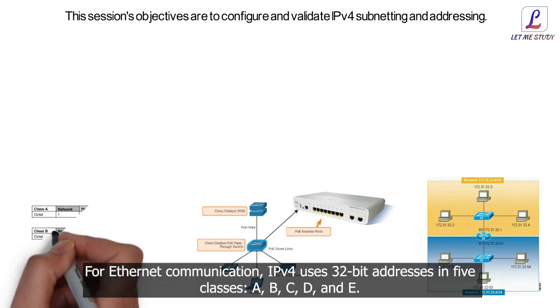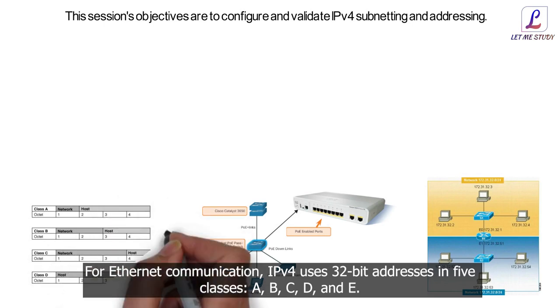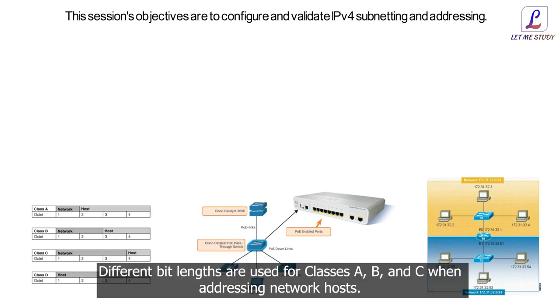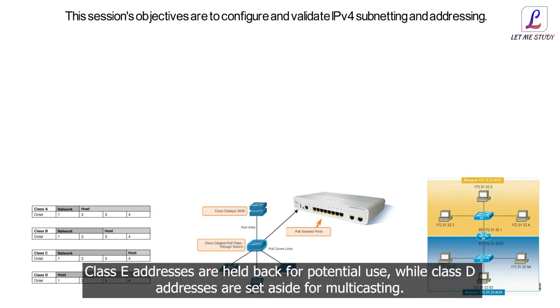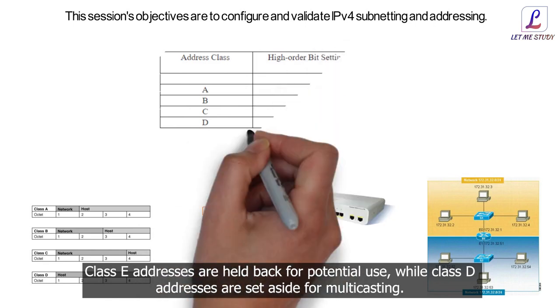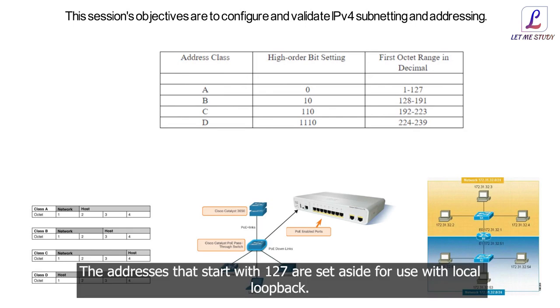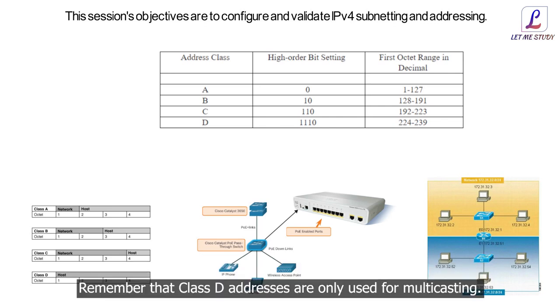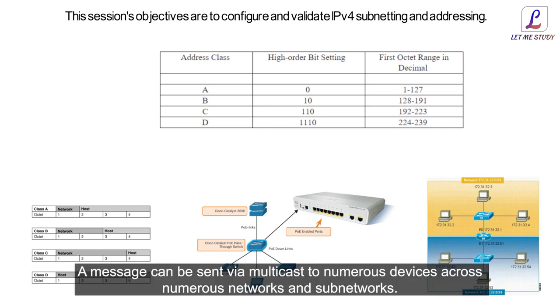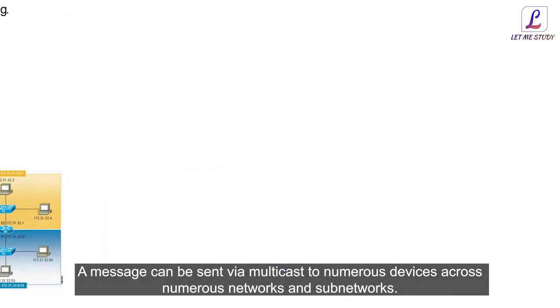For Ethernet communication, IPv4 uses 32-bit addresses in 5 classes: A, B, C, D, and E. Different bit lengths are used for classes A, B, and C when addressing networks' hosts. Class E addresses are held back for potential use, while class D addresses are set aside for multicasting. The addresses that start with 127 are set aside for use with local loopback. Remember that class D addresses are only used for multicasting. A message can be sent via multicast to numerous devices across numerous networks and subnetworks.